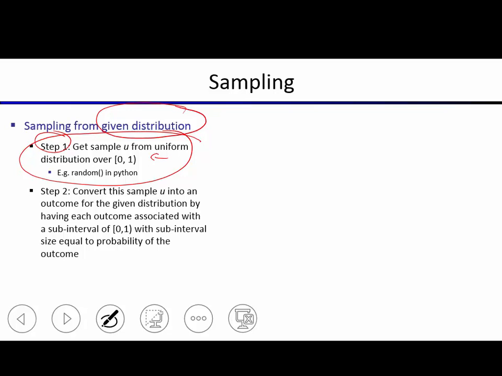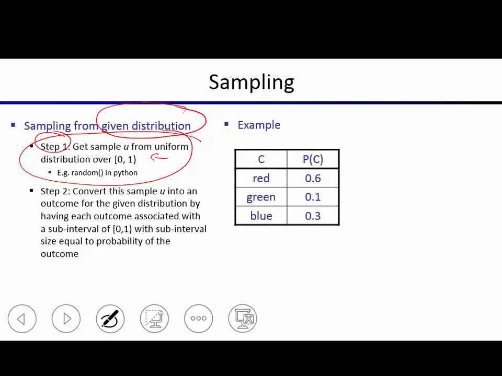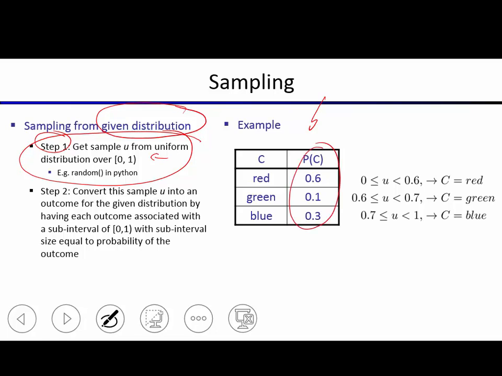Okay? The way we do that, well, let's look at an example. Let's say here's our distribution we really want to sample from. We'll first sample a number between 0 and 1. And then we'll split up the 0-1 interval according to the weights we see over here, these probabilities. We'll say from 0 to 0.6 is red, 0.6 to 0.7 is green, and then 0.7 to 1 is blue.